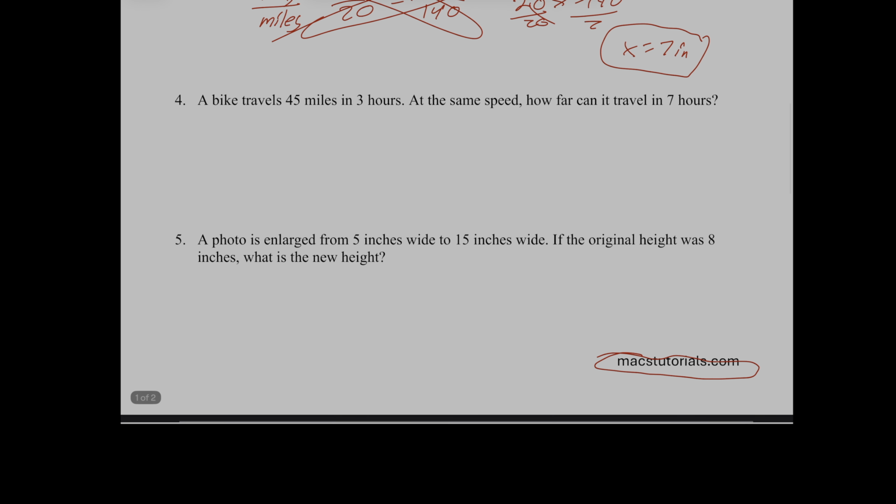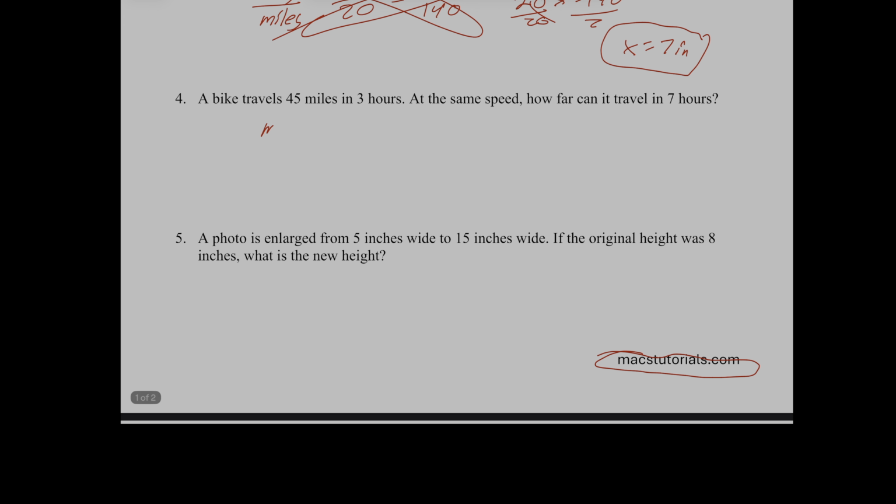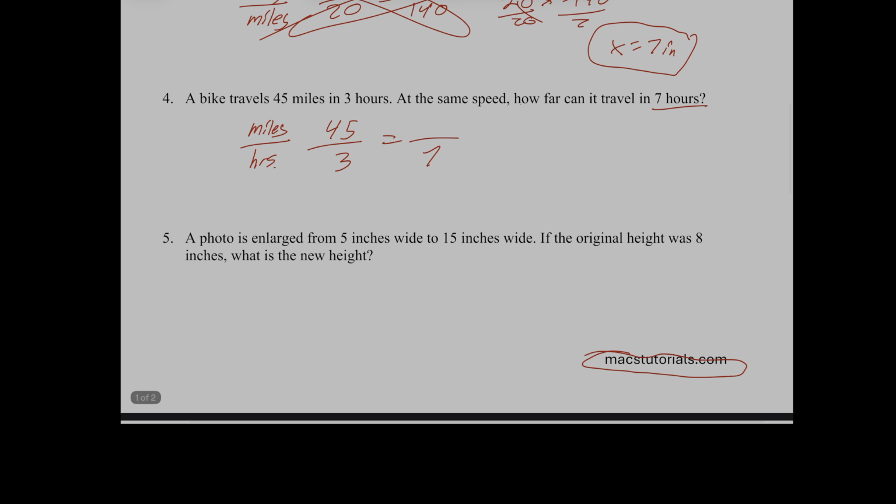A bike travels 45 miles in 3 hours. Let's go miles over hours. The known is the 45 miles in 3 hours, so that's a known quantity, and I'm going to set it equal to a fraction, with the miles on top and the hours on bottom. They gave me 7 hours, and they want to know how far, meaning how many miles. So my answer is going to be something miles.